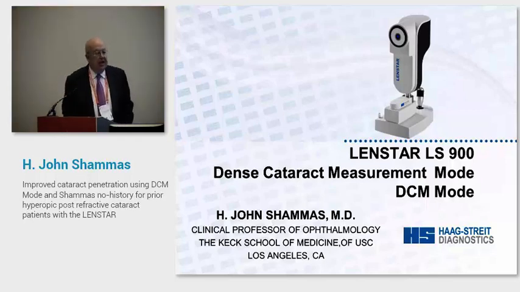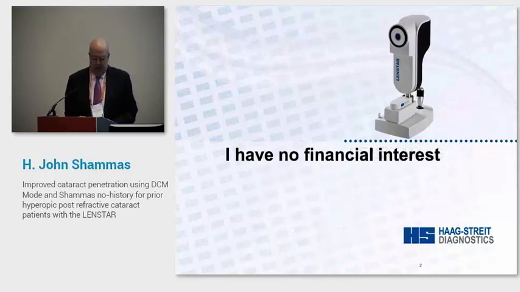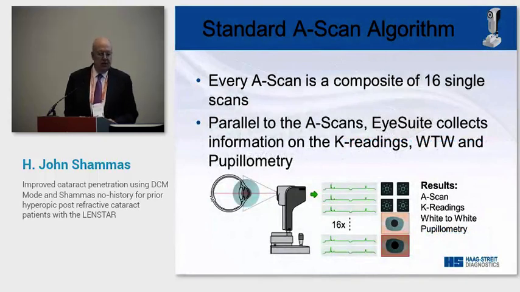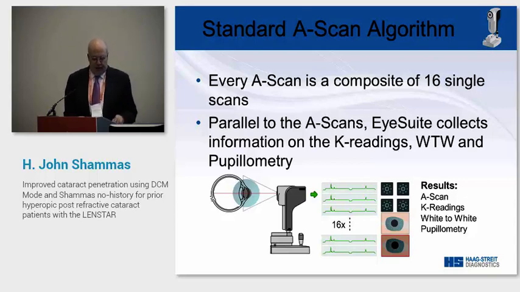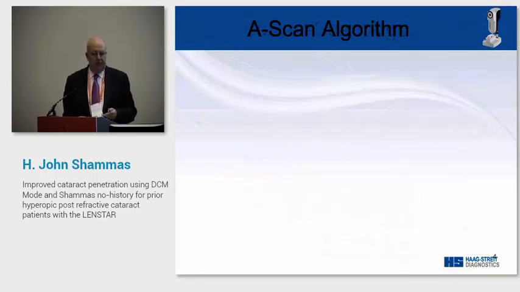The first one is a new module that the Lenstar people have come up with called the Dense Cataract Measurement Mode, the DCM mode. I have no financial interest. When you do a standard measurement with the A-scan algorithm, every A-scan is a composite of 16 single scans. In parallel to the A-scan, it collects information on the keratometry readings, white to white, and the pupillometry.